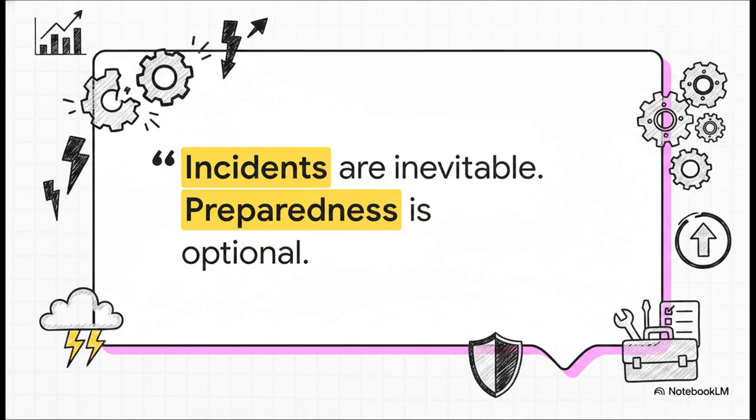Okay, let's dive into this with a fundamental law of physics in software engineering. Incidents are inevitable. Preparedness is optional, right? In the wild world of distributed cloud architecture, hoping things won't break is just not a strategy. Systems will eventually fail. Your power lies entirely in how you prepare for that exact moment.